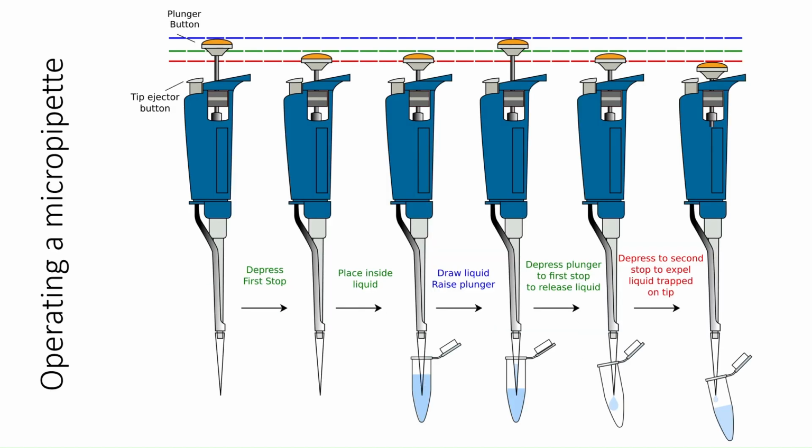So now that we're all ready, we put the correct tip on the correct size of pipette, and we set the volume that we want to measure, which is within the range for our pipette. Now, how do we actually use that pipette? So this diagram shows you the number of different steps you'll have to follow.